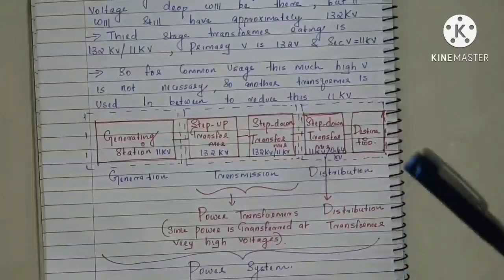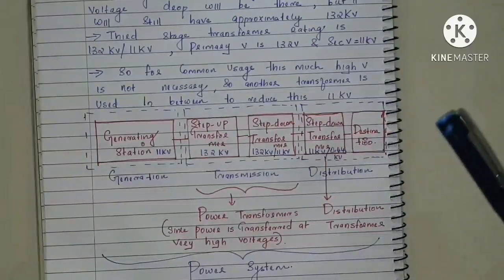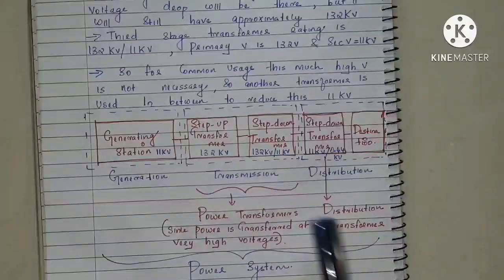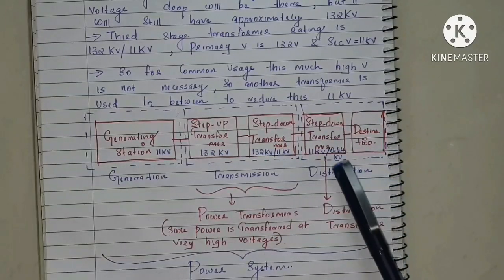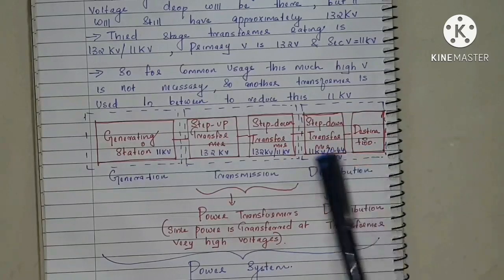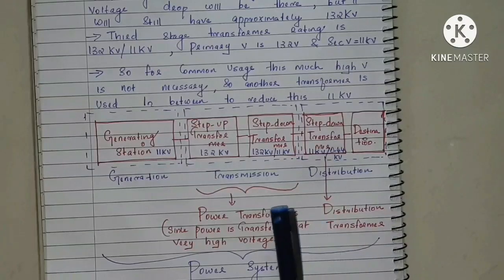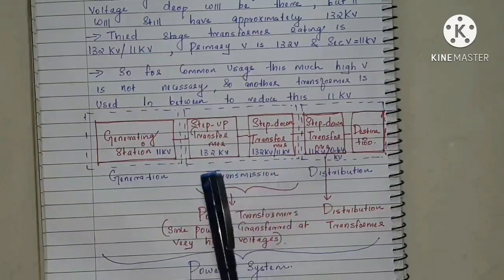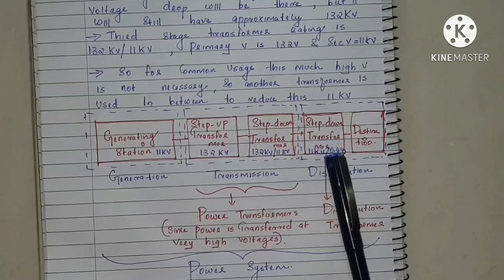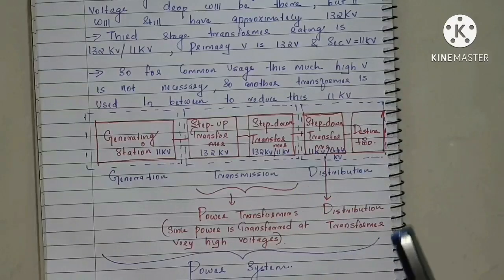So for our common usage, this much high voltage is not necessary. So another transformer is used in between this step-down transformer and destination in order to reduce this 11 kilovolt to 0.44 kilovolt. Again the voltage is decreased. It is known as step-down transformer. So this generating station is nothing but a generation unit, and these two transformers constitute the transmission unit, and this transformer and the destination make the distribution unit.